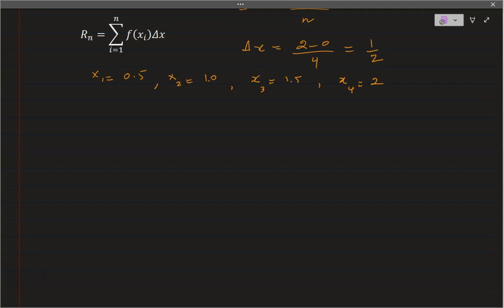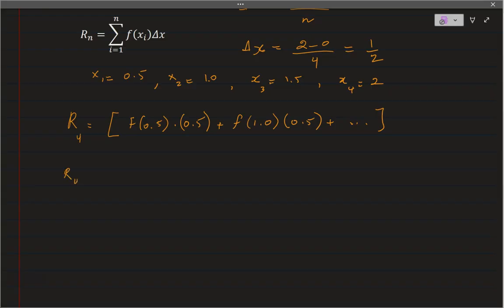Let's do that. So start with R4, that's Rn, is equal to, and then we're going to start plugging the values. f of 0.5 times 0.5 plus f of 1.0 times 0.5, that's your delta x, right? So that's all we're doing here. We're just putting the values in there until the last term, which is the 4th term. We're going to add them all up.